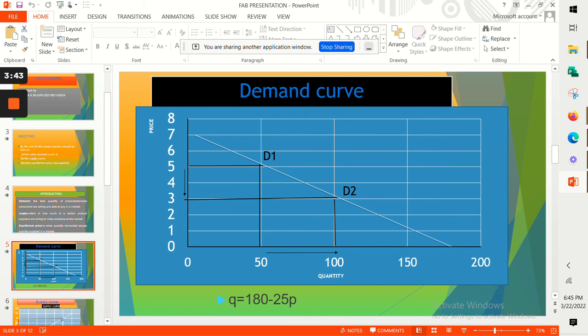On the demand curve, the higher the price, the lower the demand, and the lower the price, the higher the demand. You can see where I'm pointing. When the price goes down, then the quantity increases. So the lower the price, the higher the demand.